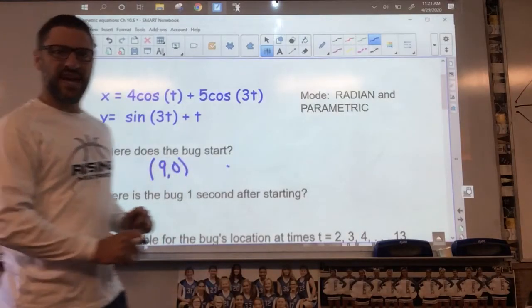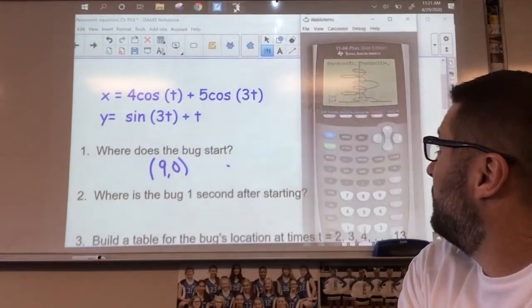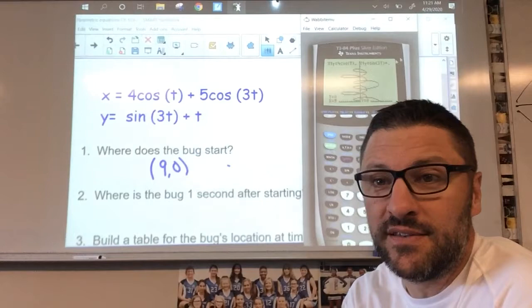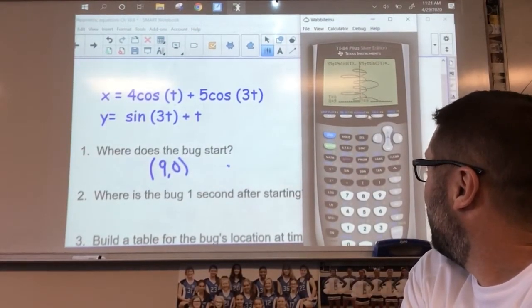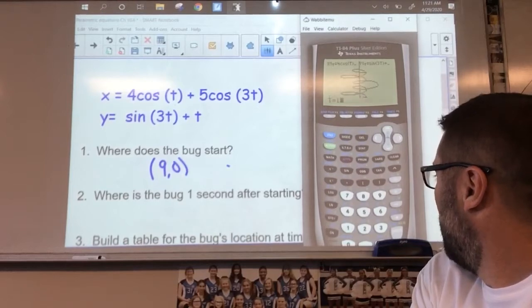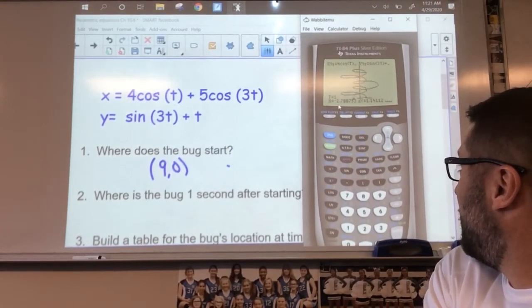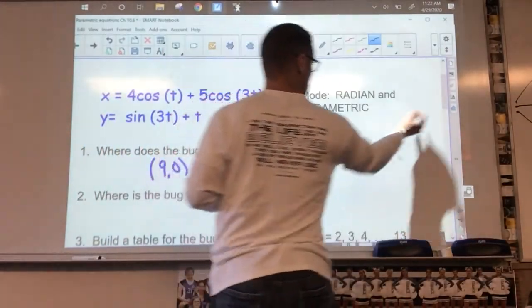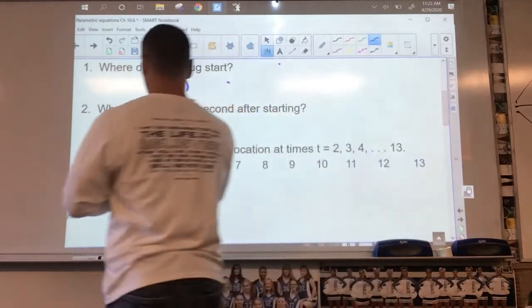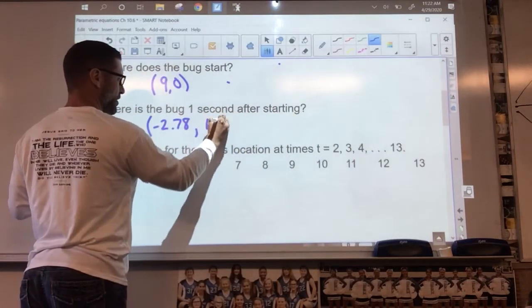Where's the bug 1 second after starting? Well, again, what we can do when we have our calculators, and you will do these on a calculator, you'll see how this works. If I trace 1, it'll tell me the bug was at negative 2.78, 1.14.